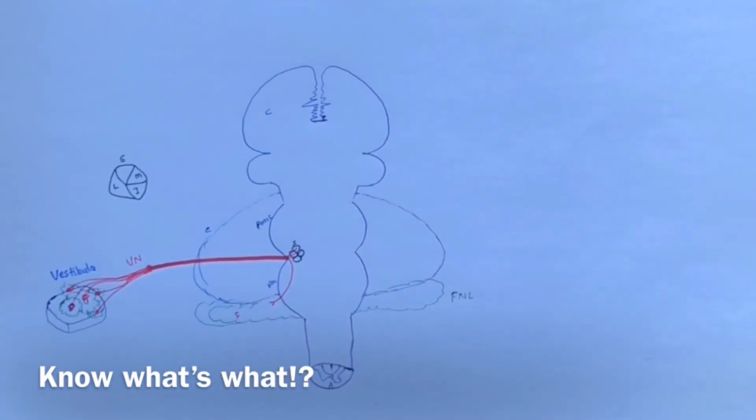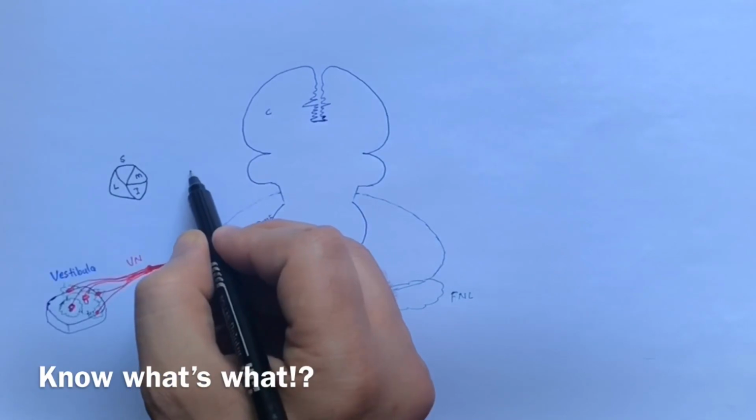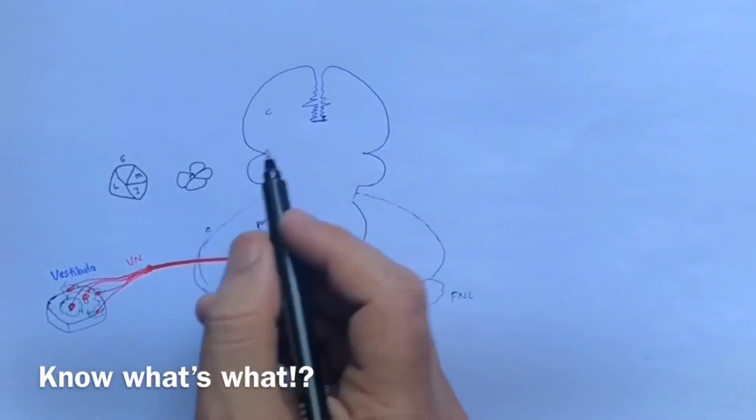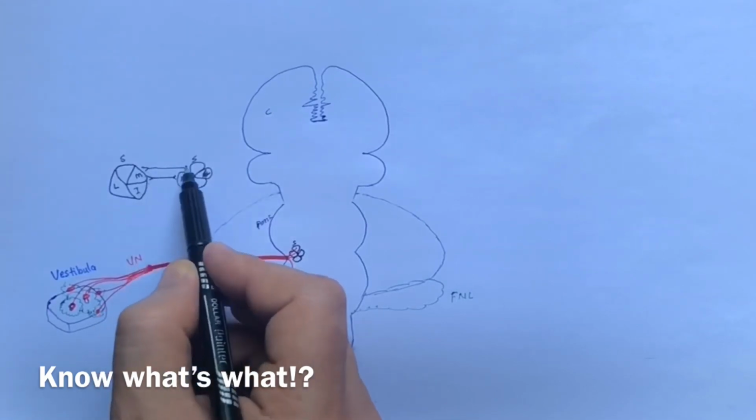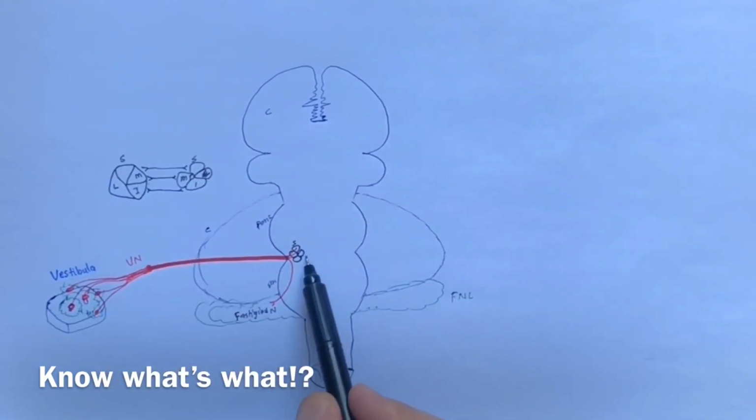Some fibers will not terminate on the vestibular nucleus, and they will divert and go to the flocculonodular lobe, where they will supply the fastigial nucleus. Now, if we look at the two vestibular nuclei, they are interconnected with each other. So here are the interconnections between them.